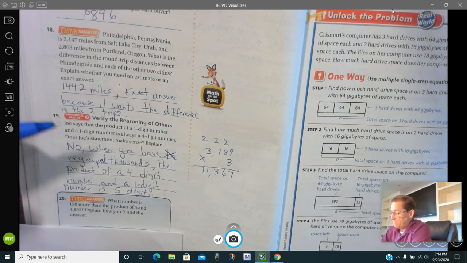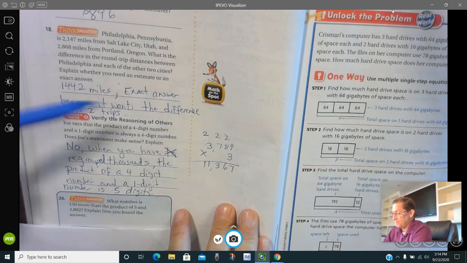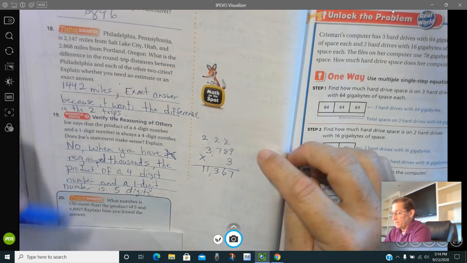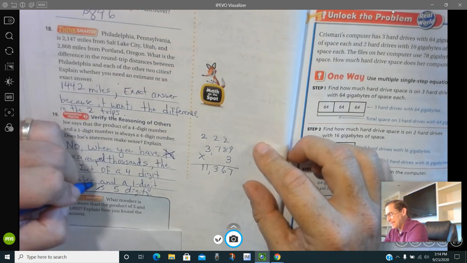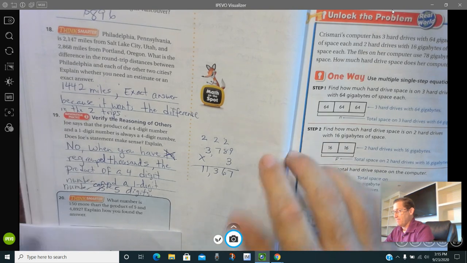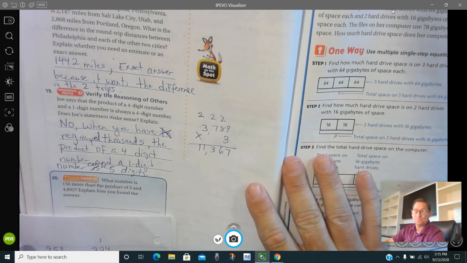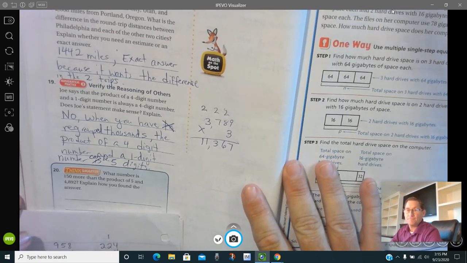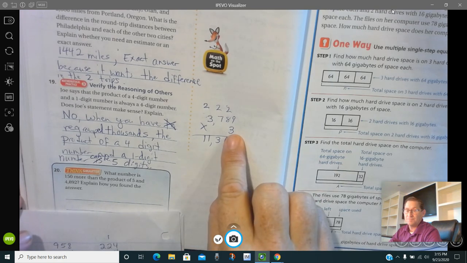So no, when you have regrouped thousands, as we have here, the product of a 4-digit number and a 1-digit number can be 5 digits. It doesn't have to be. Like if this was a 2.